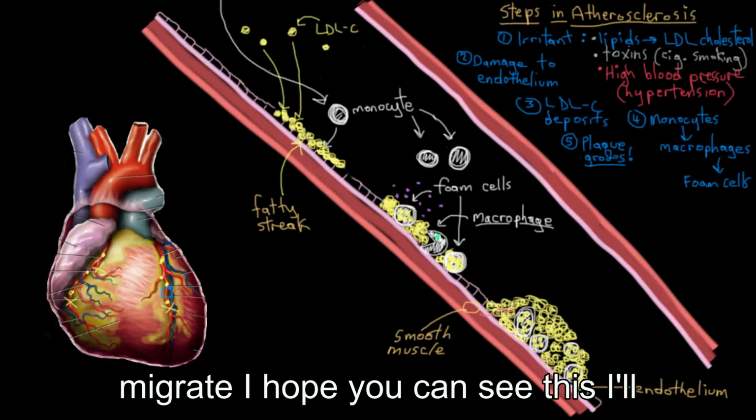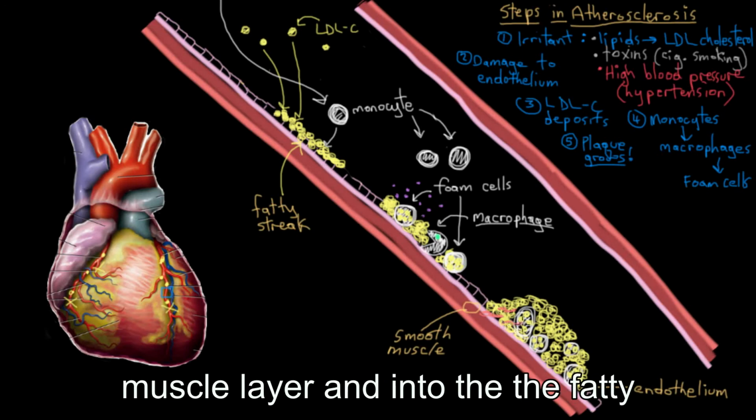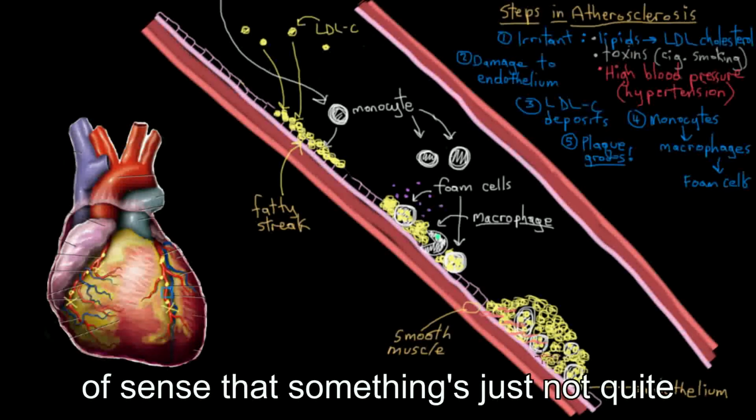I hope you can see this. I'll draw them a bit thicker. They start to migrate out of the smooth muscle layer and into the fatty plaque here, right? Because they can sort of sense that something's just not quite right.